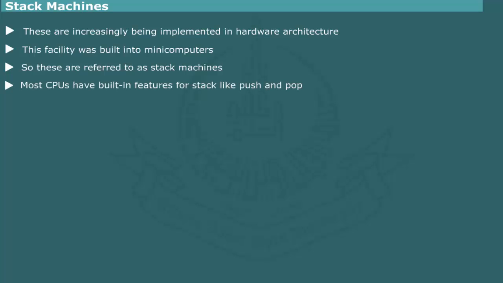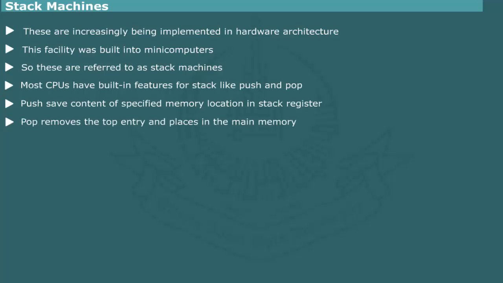Currently, most CPUs, such as Intel and Motorola processors, have built-in features for stack. The instruction set for these processors includes push and pop mechanisms. A push instruction causes the contents of a specified memory location to be saved in the stack register. The pop instruction removes the top entry in the stack register and places it in the main memory. Some microcontrollers used in industrial and commercial applications also employ stack for rapid processing of data in real time.